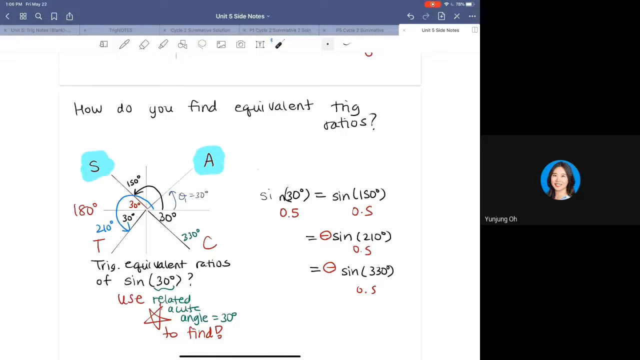Let me know a question that you didn't get. So is sine 150 degrees a related angle? Sine 150 degrees is the related angle that has the same related acute angle of 30 degrees. Not sure if there's a formal word for it. But 150 degrees also has a related acute angle of 30 degrees. Okay.